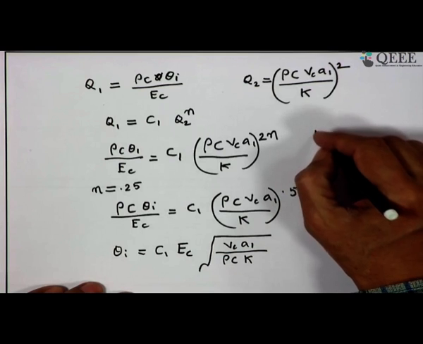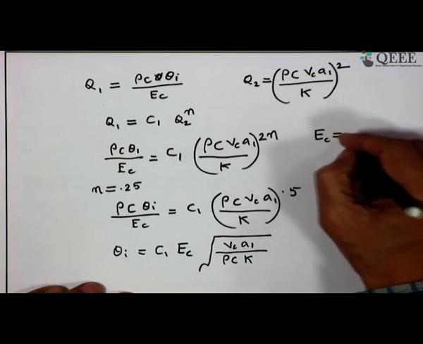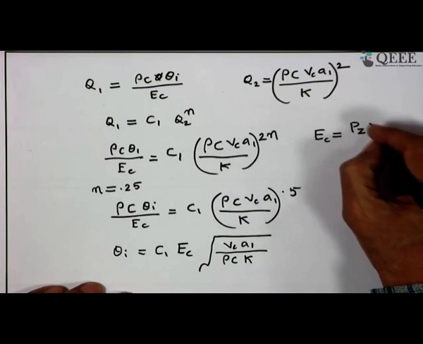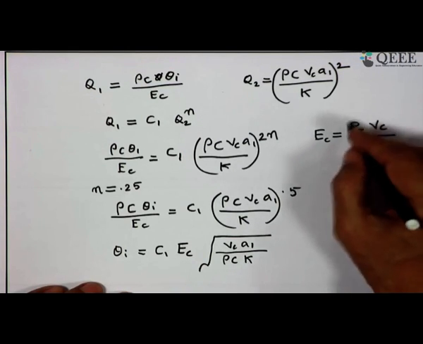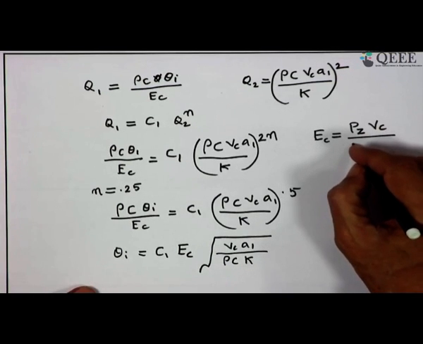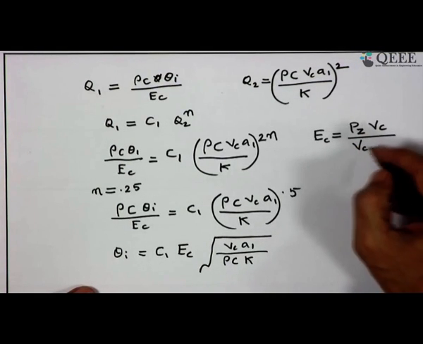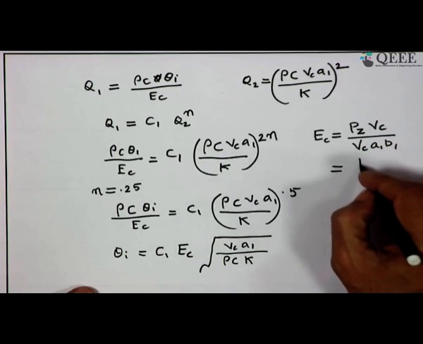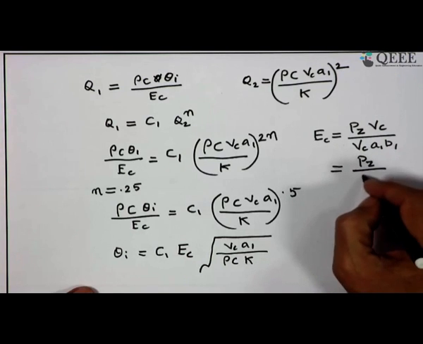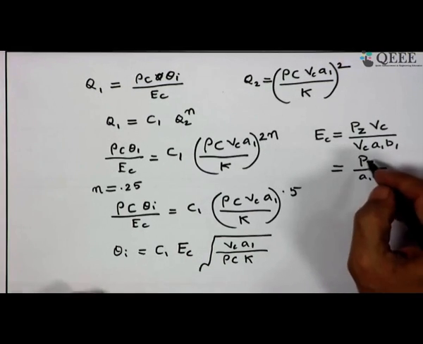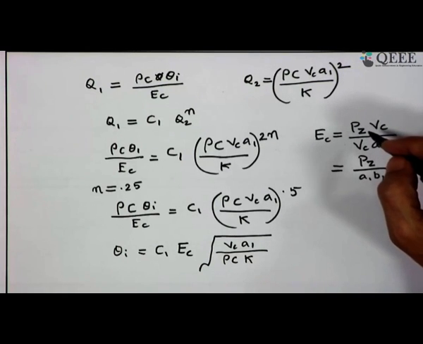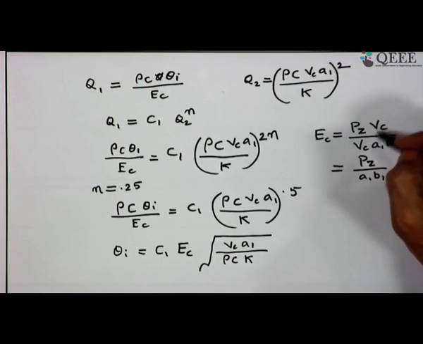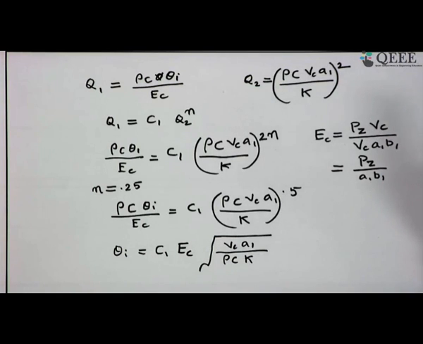So how do we get specific cutting energy? It is something like this. We have Pz into Vc, that is the power, the rate of energy, divided by the material removal rate, meaning Vc A1 B1. So in terms of proper unit, it is Pz by A1 B1, but it is not Newton, it should be joule per meter cube or kilojoule per meter cube. It is the joule rate, and this one is also a rate, so it becomes joule per unit volume. So this is Ec.